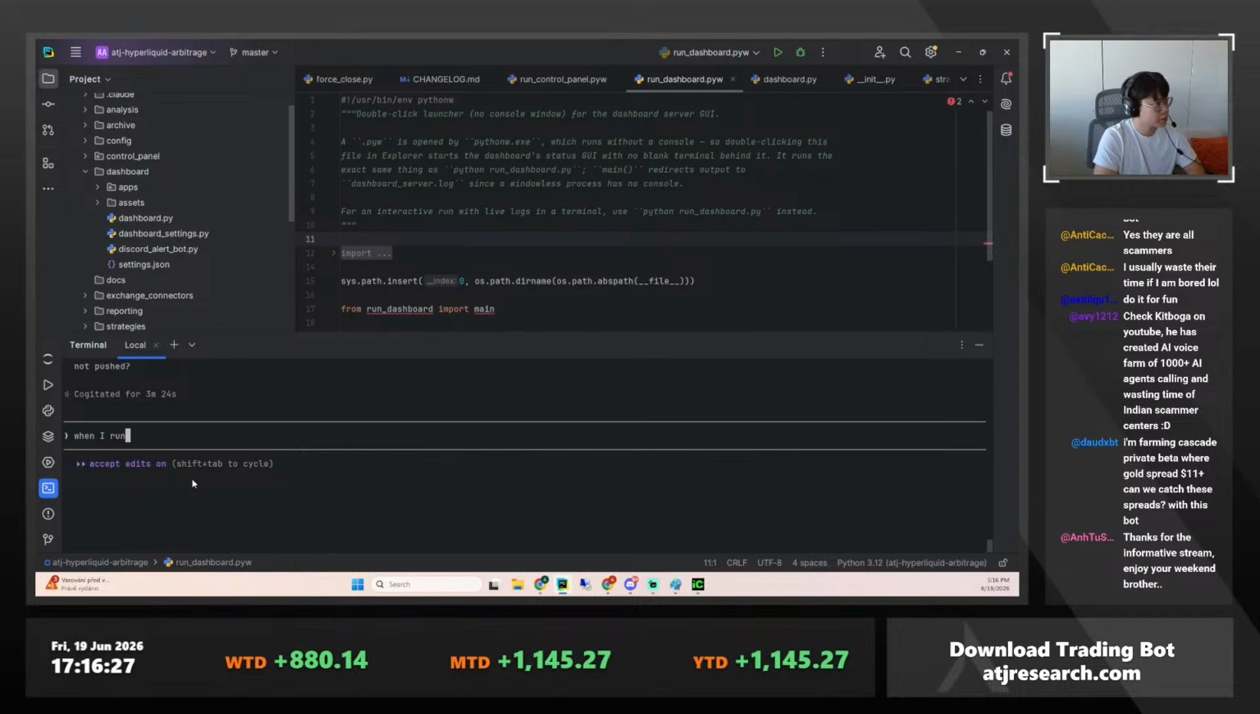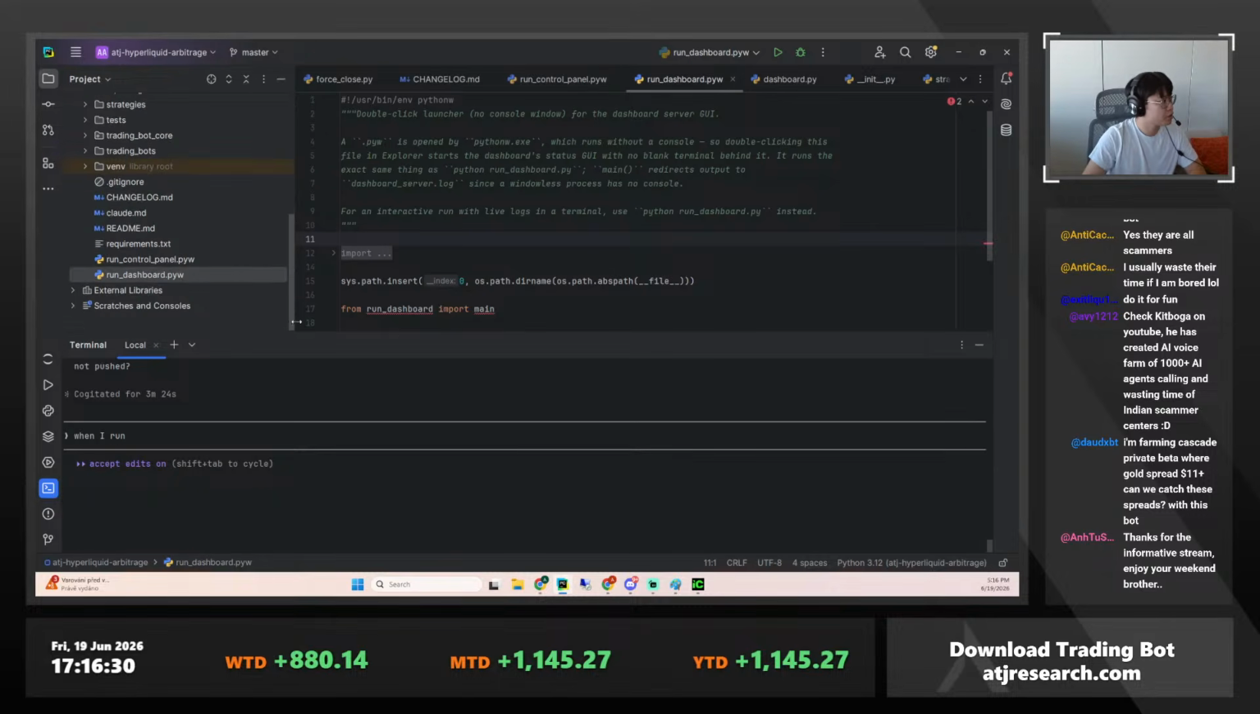When I run run dashboard.pyw, I get this error.